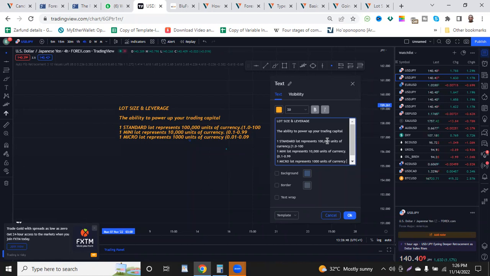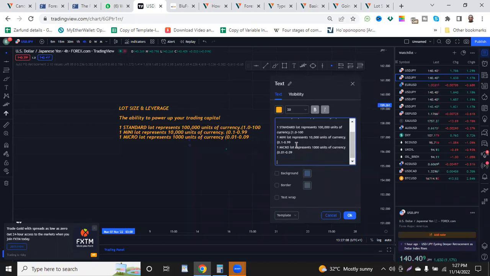So how do I even know the amount of money I need to use per lot size? Okay, so if I'm going to use one standard lot because I know every pip is going to give me $10, how much capital do I need to have? So all that is very important as we go on. That's where leverage comes in.